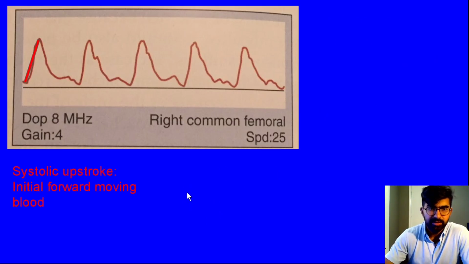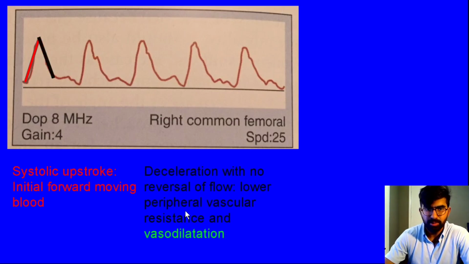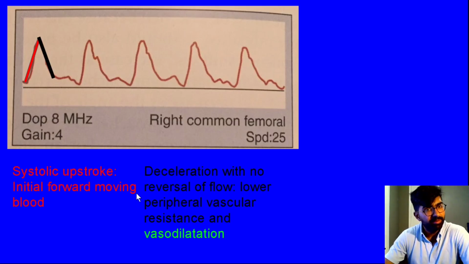So the systolic upstroke is still sharp and represents, again, initial forward-moving blood flow. And you know that that's a normal finding. Something interesting happens on this portion of it. You do get a deceleration, but there is no reversal of flow. And what this likely represents is lower peripheral vascular resistance and vasodilation.